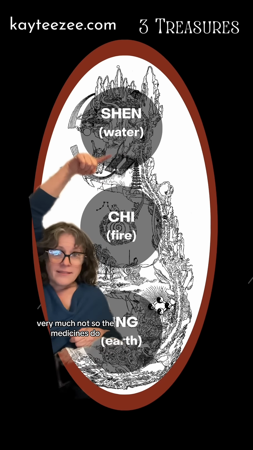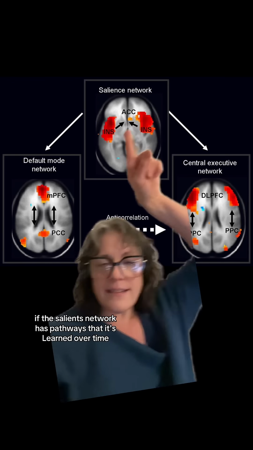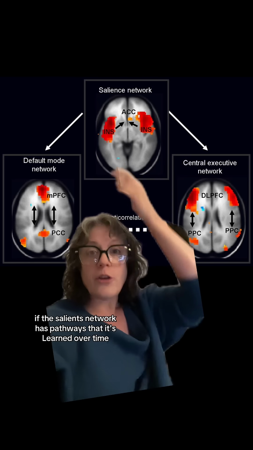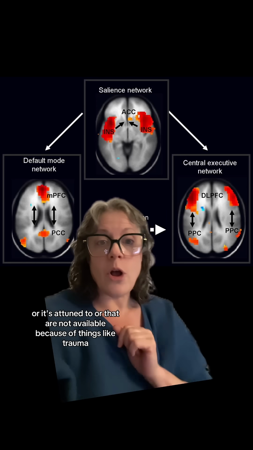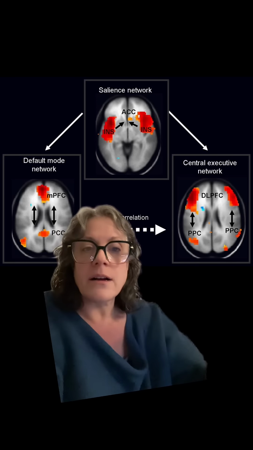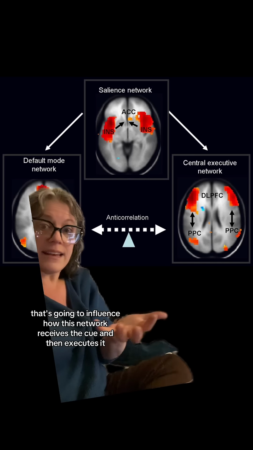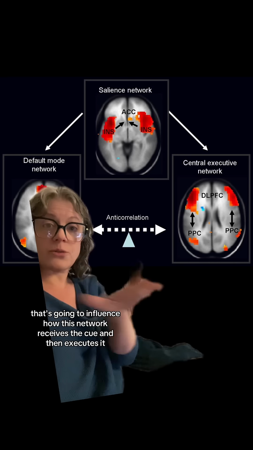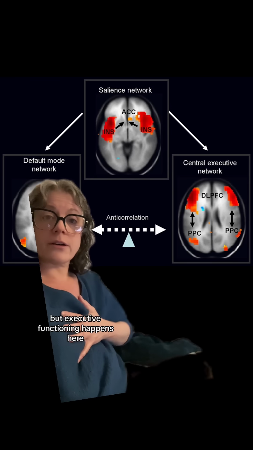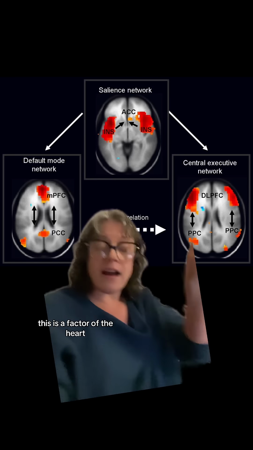Very much not. So the medicines do what the medicines do, and if the salience network has pathways that it's learned over time or is attuned to, or that are not available because of things like trauma, that's going to influence how this network receives the cue and then executes it. But executive functioning happens here, not here, literally in the body. This is a factor of the heart.